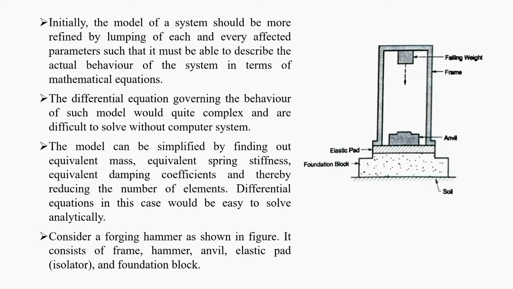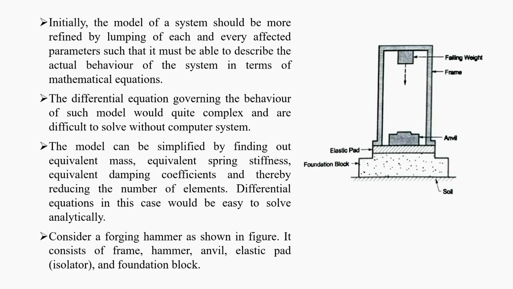To understand that, consider a forging hammer as shown in the figure. It consists of a frame, anvil, hammer, elastic pad and foundation block. As shown in the figure, the frame and anvil are separated from the foundation block by using a vibration isolator, that is, an elastic pad. The foundation block is further placed on soil.